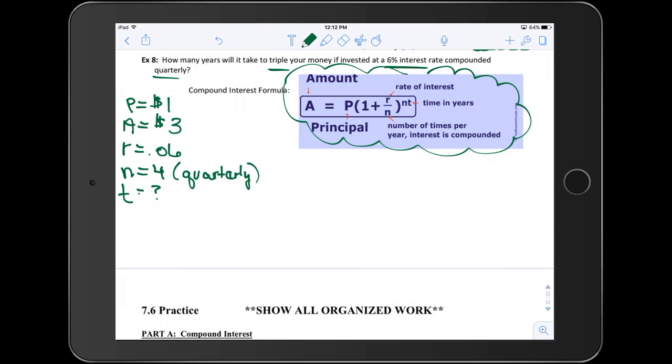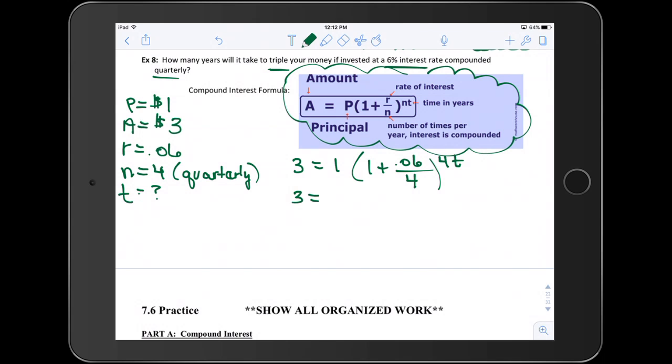Okay, so I'm going to put the values in. So the A value is 3 equals, the P is 1, 1 plus the rate is 6%, which is 0.06, compounded quarterly, and then we have quarterly here times T. We don't know that. That's kind of what we're trying to find here. Now, the trick to this formula, folks, is to make sure you do your order of operations right.